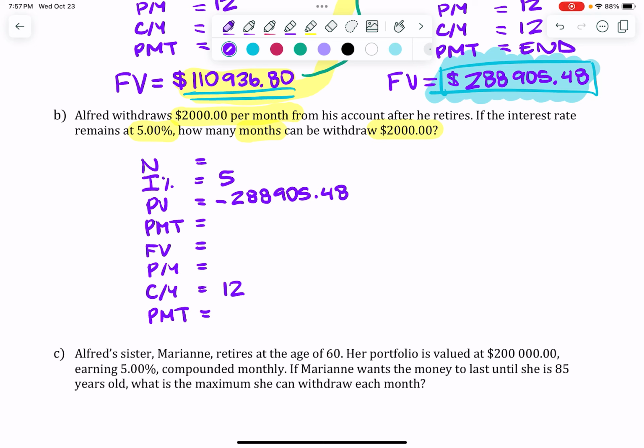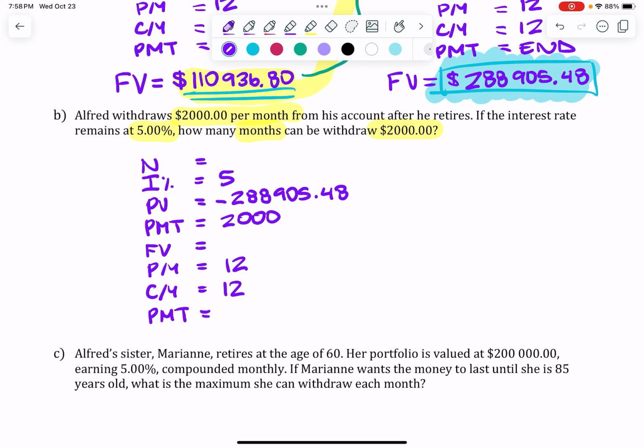Now, I'm told that Alfred is withdrawing $2,000 per month. It's happening repetitively. That's at PMT. This time, it's positive. Why? Because that direction of money flow goes from his account to his wallet. So it is a withdrawal. It goes in the opposite direction of the investment. So it's positive. It's happening every month, which is 12 times a year.